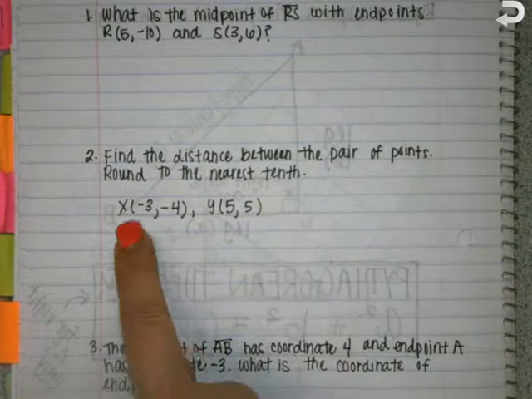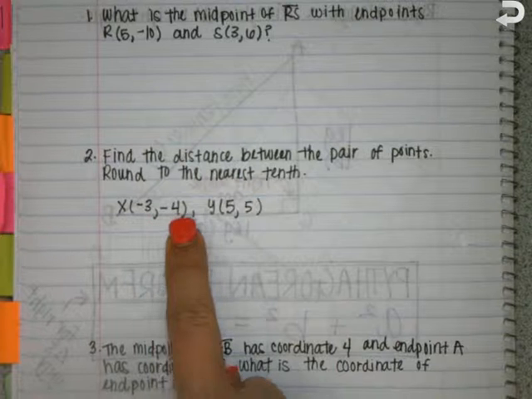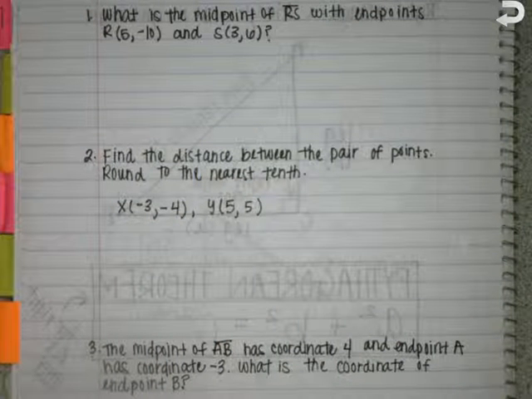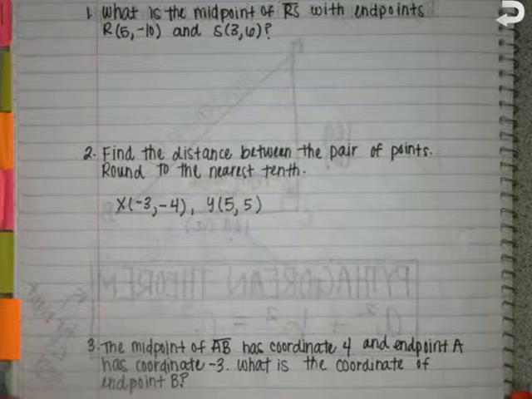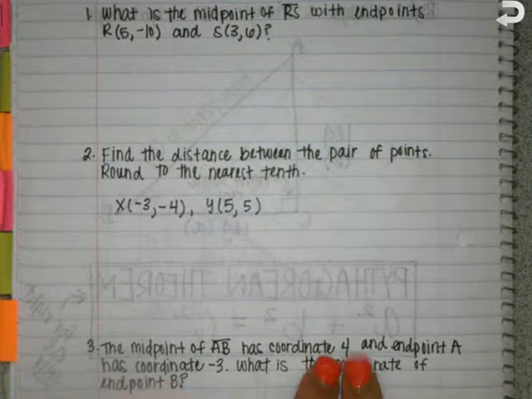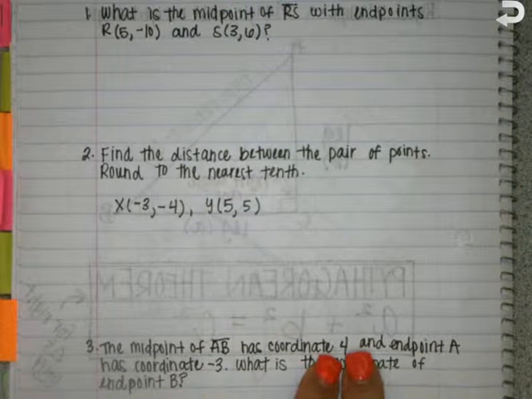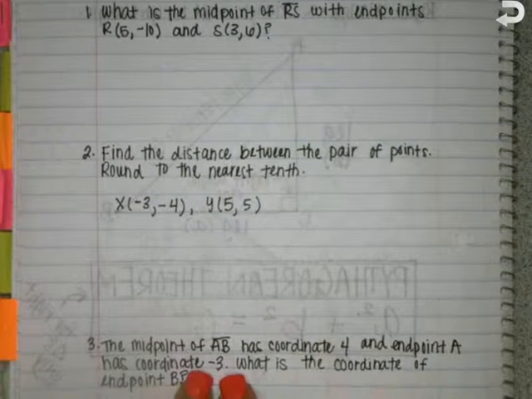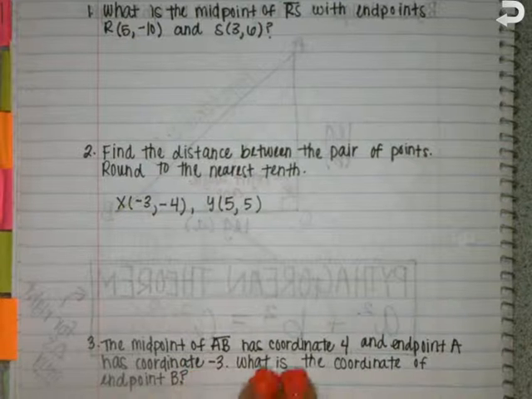X is at (-3, -4). Y is at (5, 5). We just did that. Here's a challenge for you. The midpoint of segment AB has a coordinate 4, and endpoint A has the coordinate -3. What is the coordinate of endpoint B?